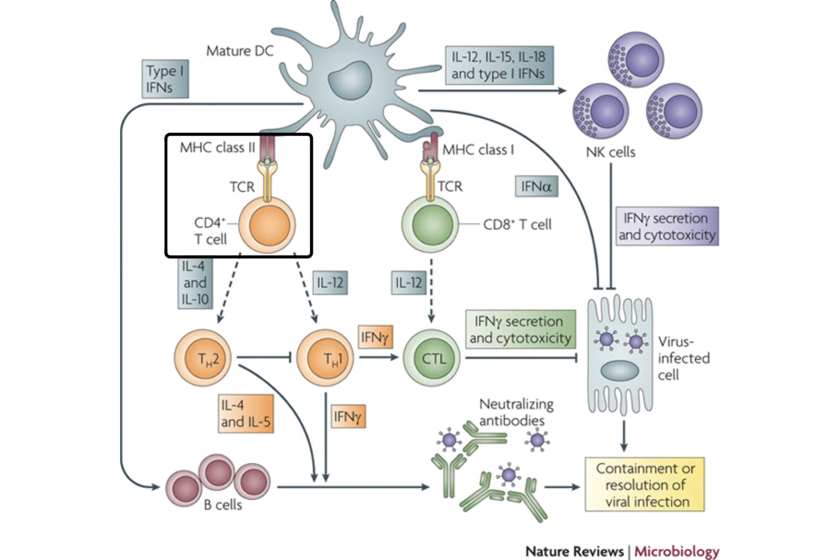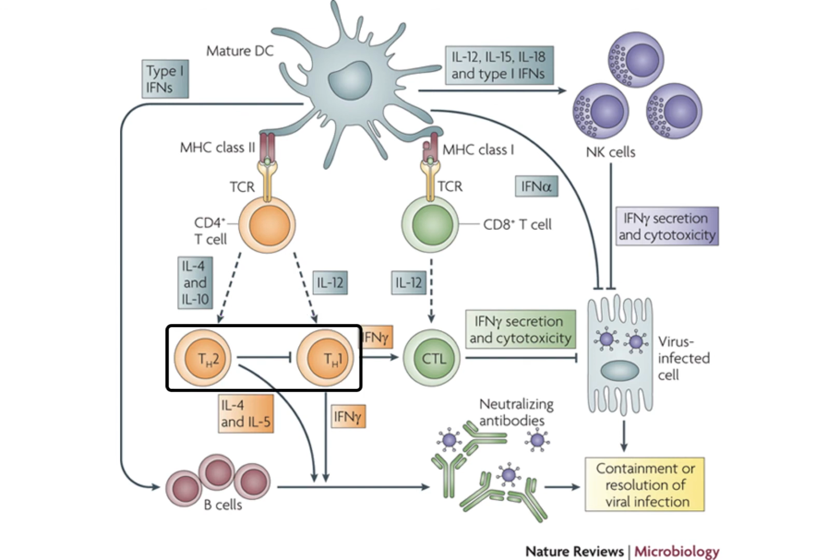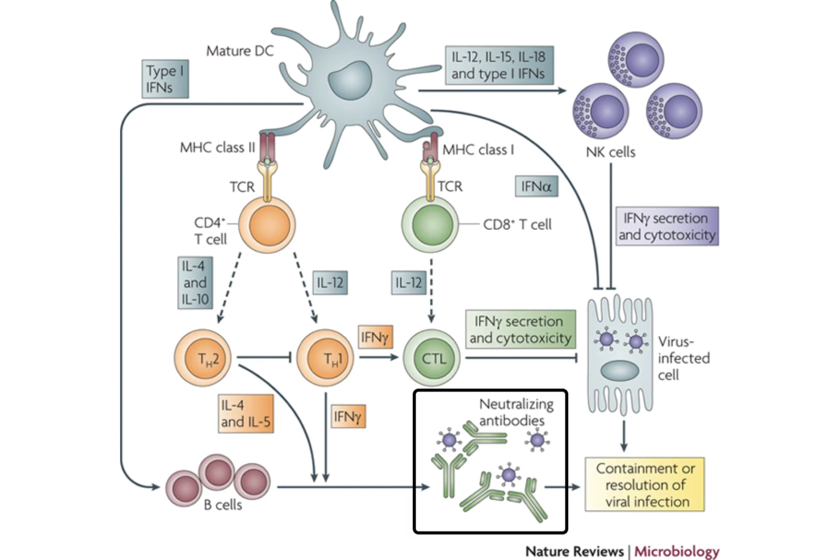So in the case of the CD4 cells, they will produce interleukins, and that will cause signaling to the Th2 or Th1 cells, depending on the interleukin. And those will produce either interleukins or interferons, and both of those together can stimulate B cells to become plasma cells to release the antibodies into the fluids of the body.